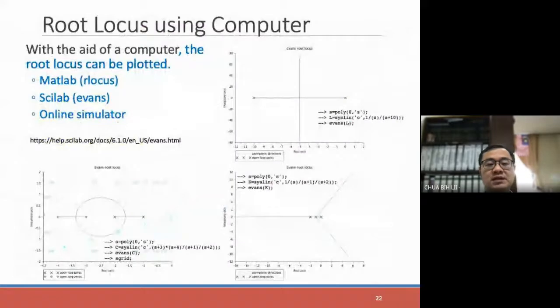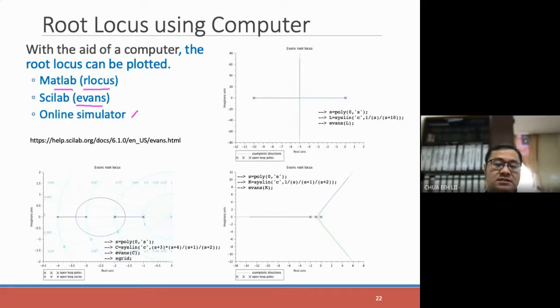So next would be the root locus using computers. This is how we can use it. You can use MATLAB with a function called rlocus. You type rlocus or maybe help rlocus, and they will tell you how to use it. Or in Scilab, they call it evans. Okay, so try it. Or maybe some other online simulators, you just search root locus simulations online. Then you may find some online tools.